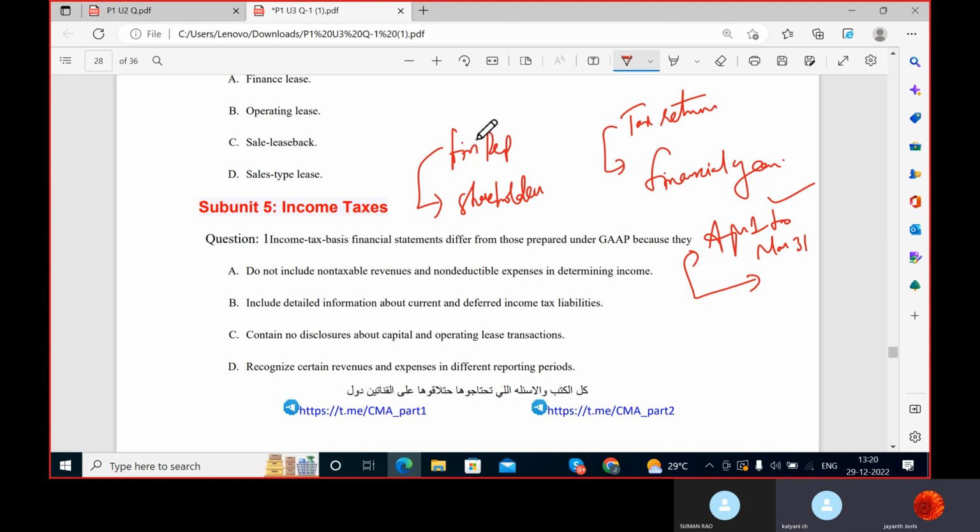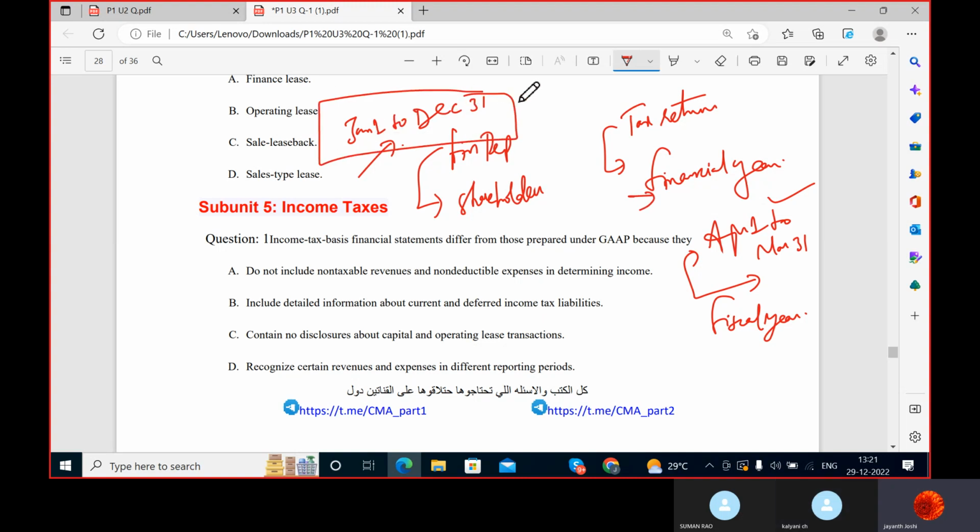Here the year can start from Jan 1st to December 31st. This is also called a fiscal year when we pay taxes. This is like a normal year, like an academic year. You can say financial year. This is what the companies also do. They prepare the books of accounts or financial reports at the end of the year, December 31st. Some companies do this also.